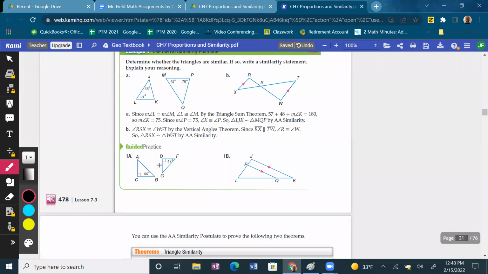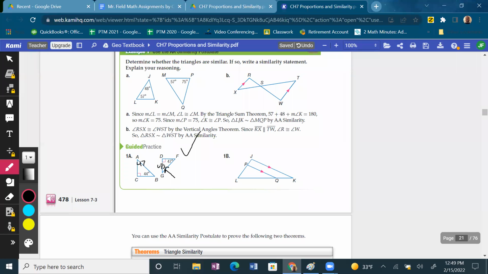So are these two triangles similar? Well, let's see. What is the measure of angle G? 90 plus 47 is 137. Subtract that from 180, you get 43. So it checks out. They are similar. They have all the same angles.